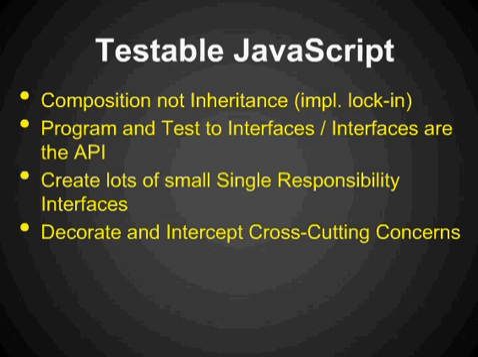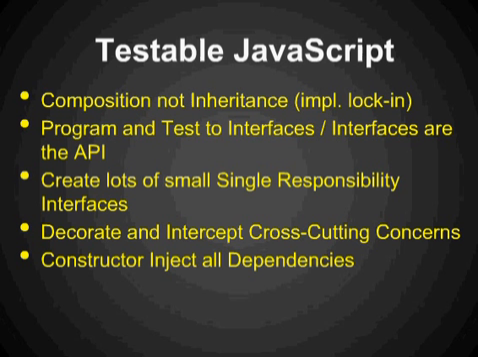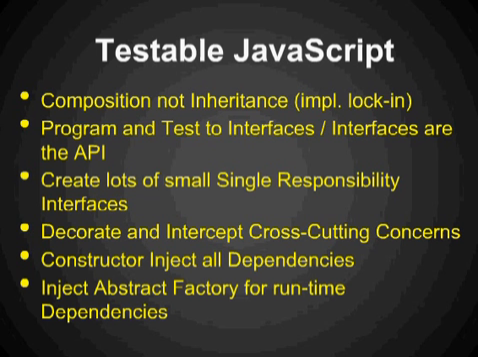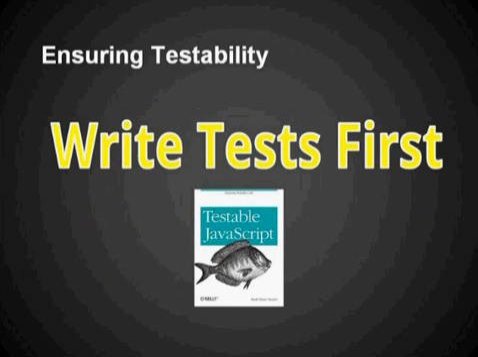Again, we want to create lots of these small single responsibility interfaces. This lets us, using the decorator pattern, mix and match them very easily without mucking them all up together. We want to decorate and intercept all of these cross-cutting concerns. We want to constructor inject all dependencies. This makes it very obvious up front what all the dependencies for this object are. It lets us mock things out very easily when we need to do tests. We just pass in mocked versions, real simple. And then finally, we want to inject abstract factories into constructors for runtime dependencies.